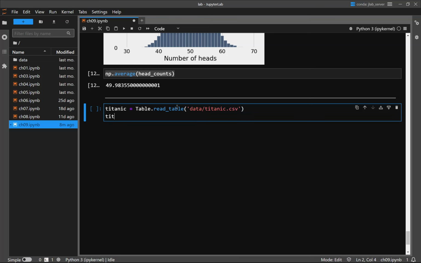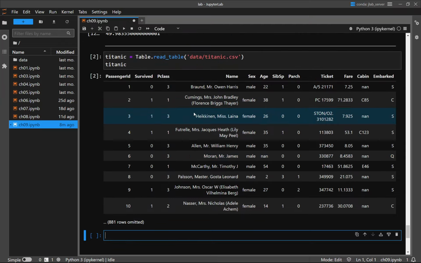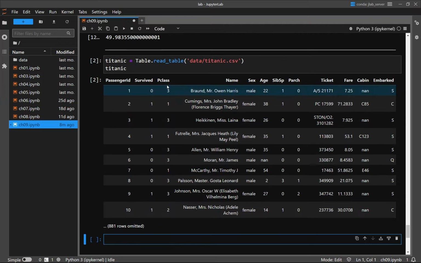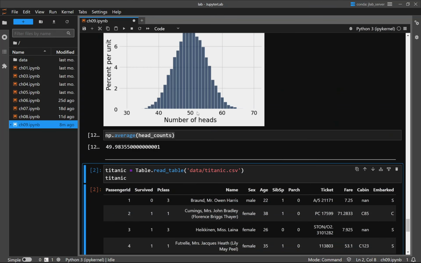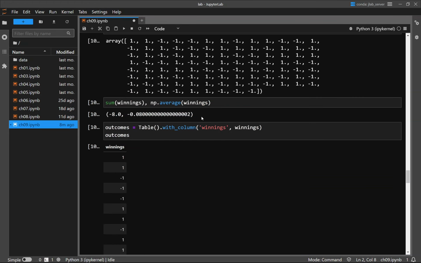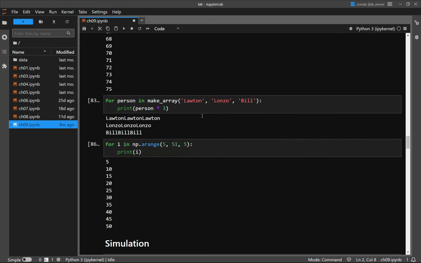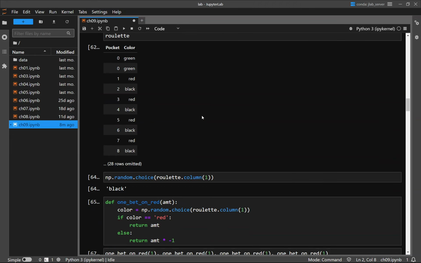Boop, just like that. There's Titanic. And remember, you can do np.random.choice on columns of a table. Where was my roulette example? Here it was.